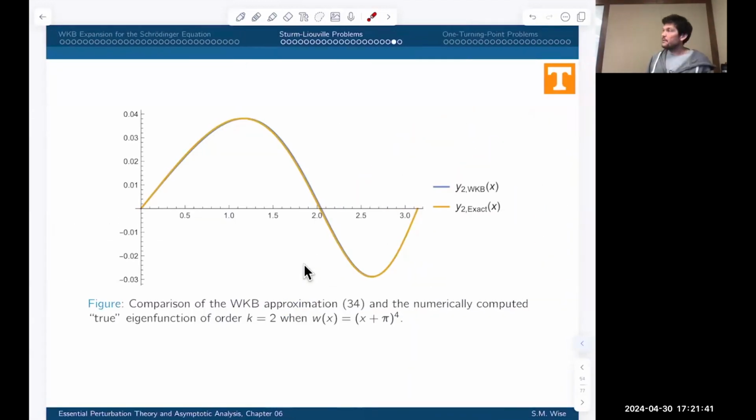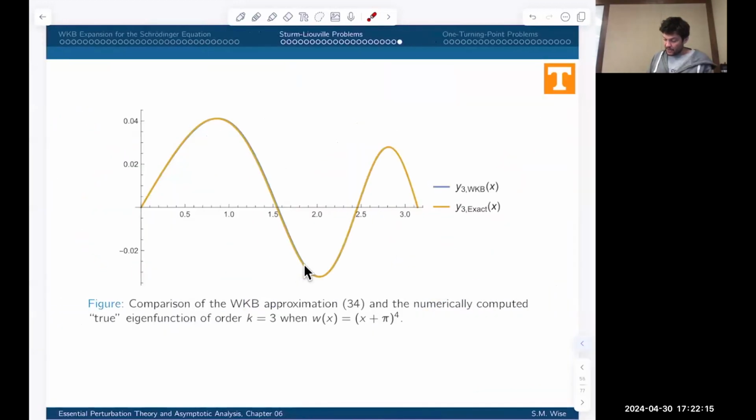And here are the eigenfunctions. This is whenever K is equal to 2. That's not very large, folks. That's pretty small, right? So K equals 2. Our WKB is in blue, and in orange is the exact eigenfunction. I had to take the eigenfunction computed by Mathematica and normalize it properly, since it uses some other normalization. And when I did that, they pretty much overlapped.